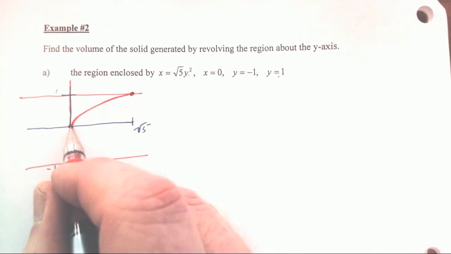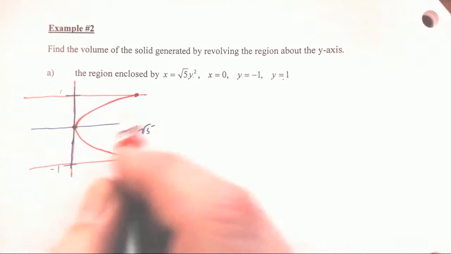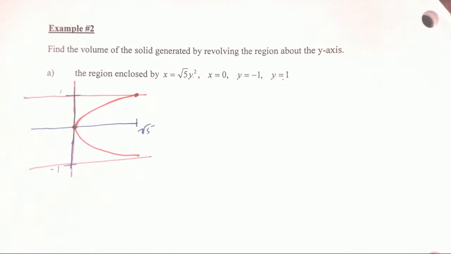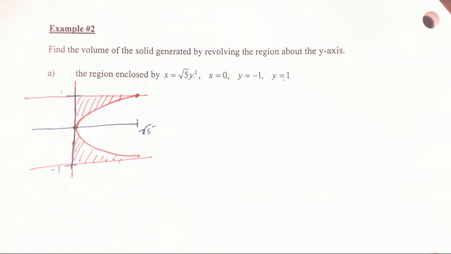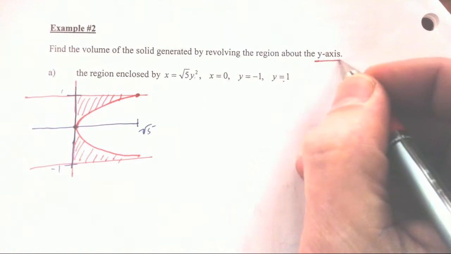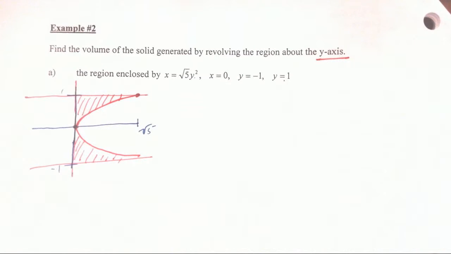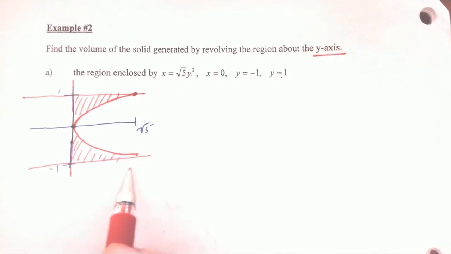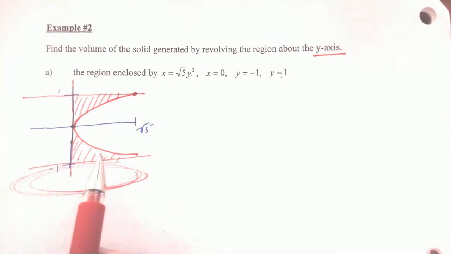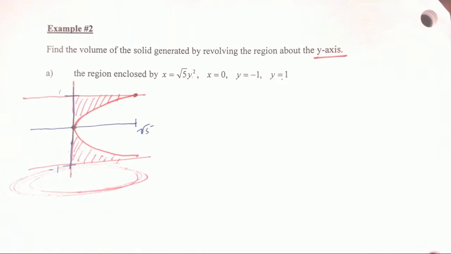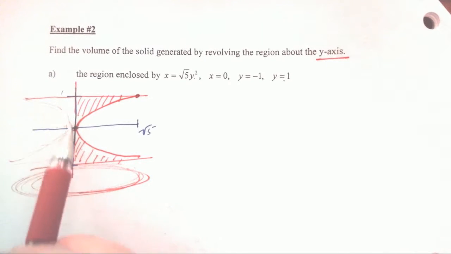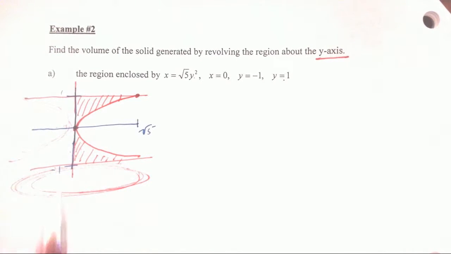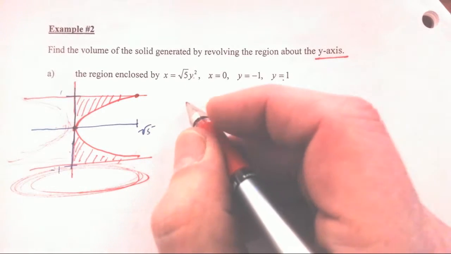It looks like this. When y is -1, it's the same as when y is 1. So if we're enclosed by all of those, we're talking about this, and now we're revolving about the y-axis. As I rotate this around, there is no hole in the center. We just have, once that revolves around, a little spool, kind of. So that means we just need that area.